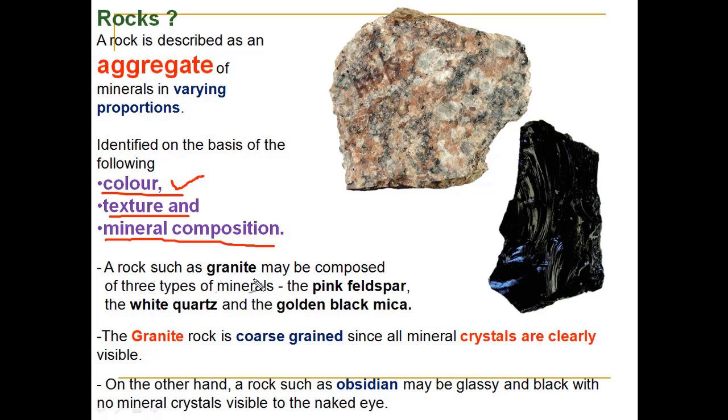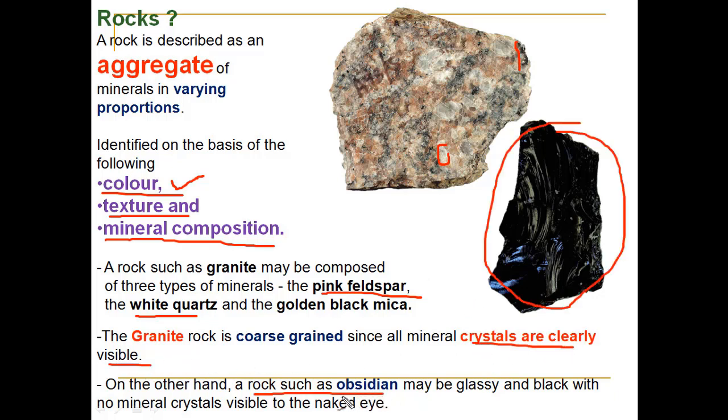A rock such as granite may be composed of pink feldspar, as I have already told, the pink color is feldspar, and the white color in this rock is quartz, and the golden black color in this rock is mica. Now granite rock is coarse grained. Granite is basically an intrusive igneous rock, and it formed due to slow cooling of molten material. Because of this, the grains are larger in size compared to the extrusive rock. Now, these crystals are clearly visible.